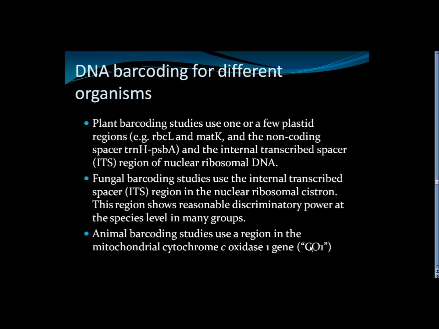DNA barcoding studies normally use one or a few plastid regions like the rbcL and matK genes, the non-coding spacer trnH-psbA gene, and the internal transcribed spacer region, that is the ITS region of nuclear ribosomal DNA. For fungi, the barcoding studies use the internal transcribed spacer region, that is the ITS region in the nuclear ribosomal cistron. This region shows reasonable discriminatory power at the species level in many groups. Animal barcoding studies use a region in the mitochondrial cytochrome c oxidase 1 gene, the CO1 gene.